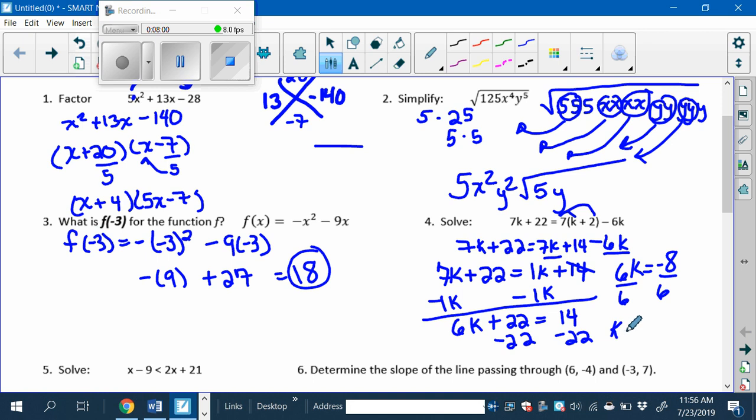Please do not be afraid of having a fraction as an answer. And if you ever have a question, you can plug this into your equation to make sure it works. And guys, you'll have plenty of time to do that, so please take the time to do that.